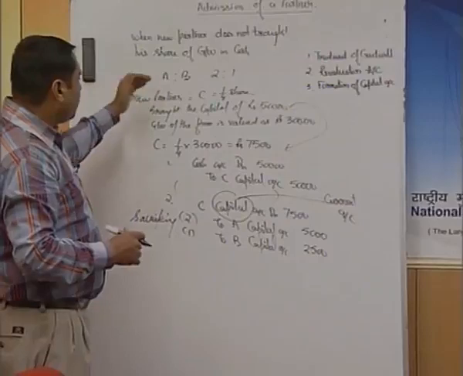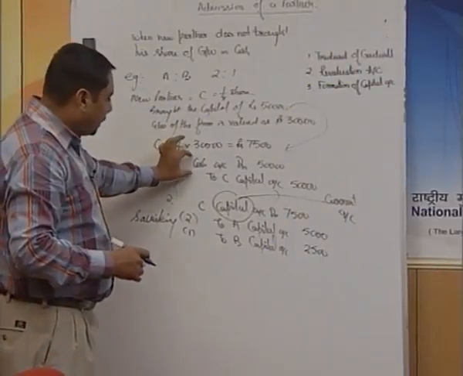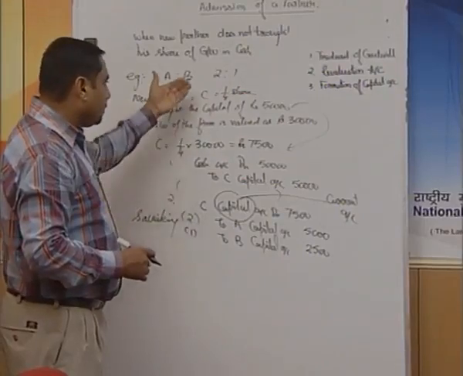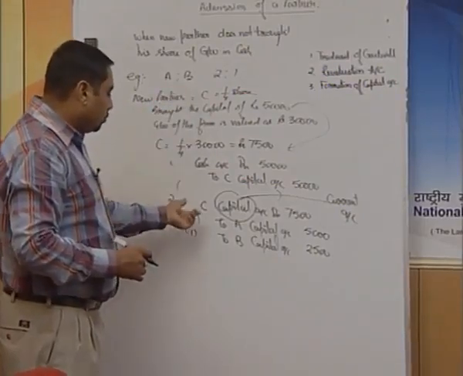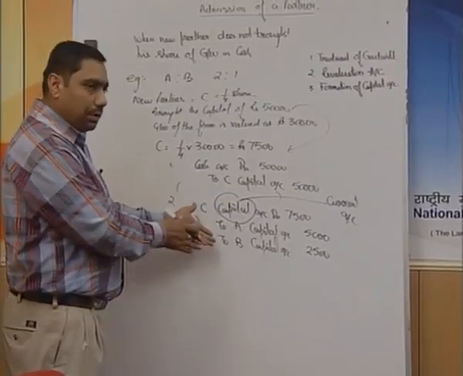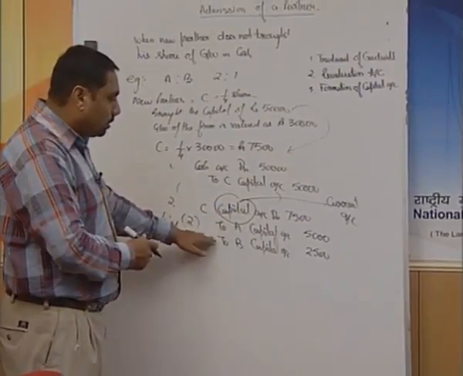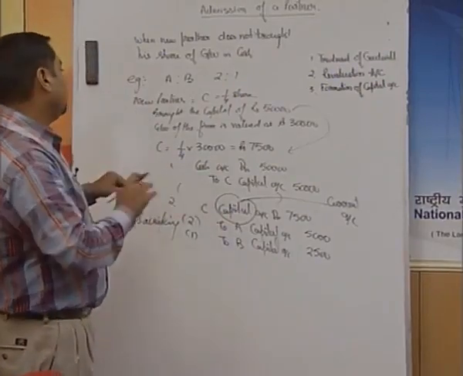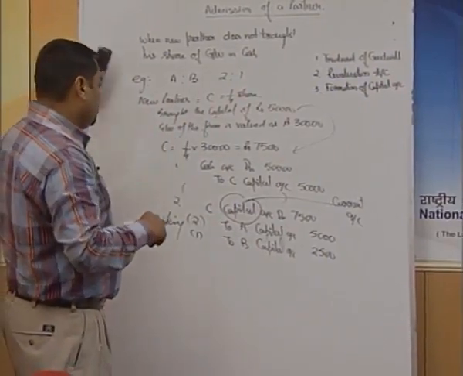So the entry for this is going to be, first of all, cash account debit to C capital account. Second, as he hasn't brought any amount of premium in cash, we'll take his share of goodwill from his capital and distribute that amount among the old partners in their sacrificing ratio. This is one case. I'll explain you another case.